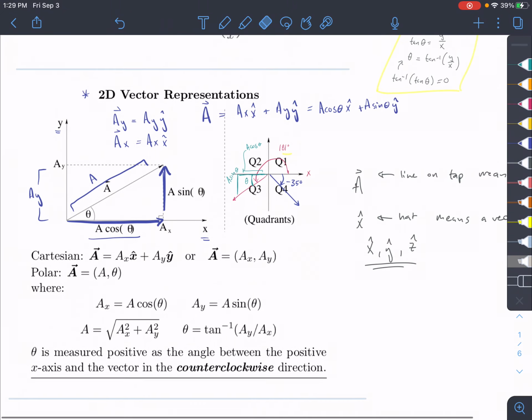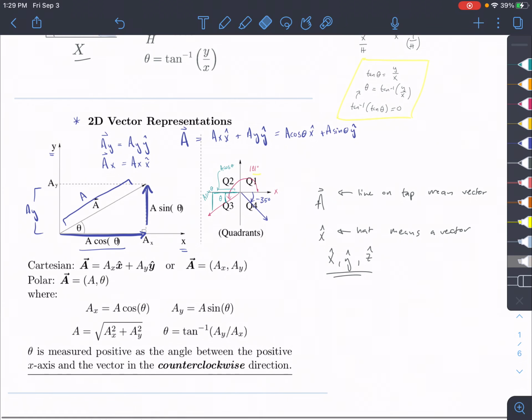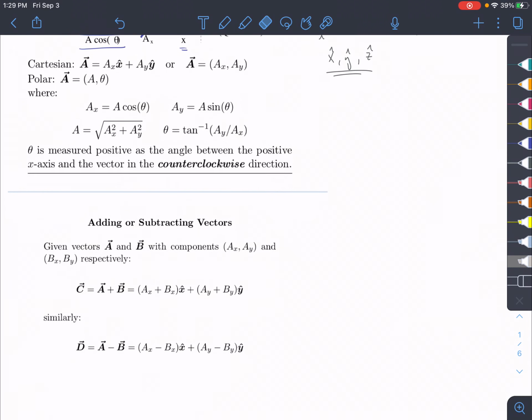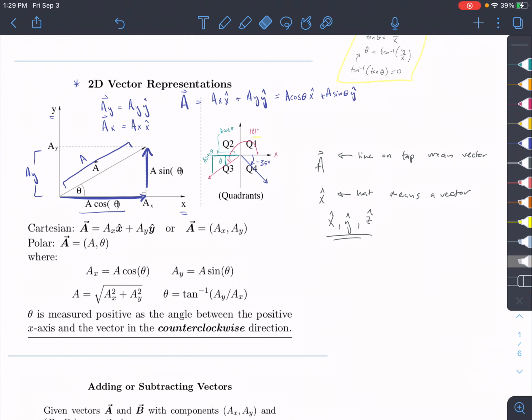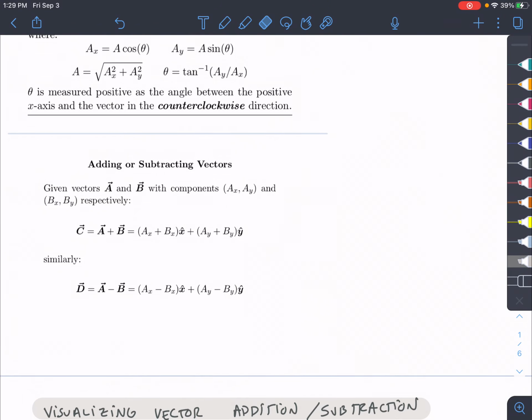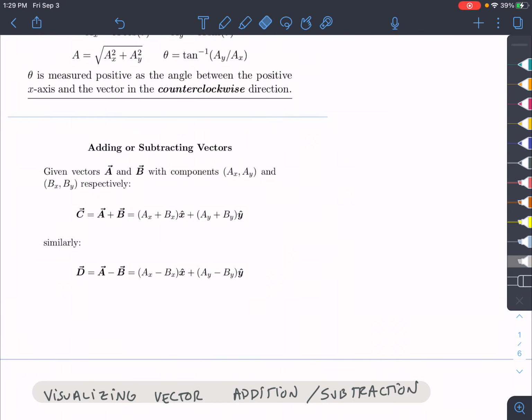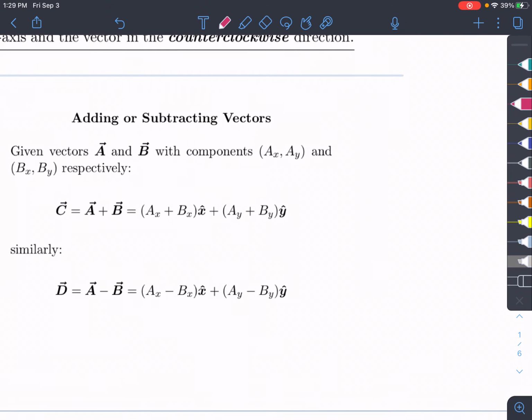Okay, so feel free to go back to these problems and do a couple of examples if this isn't making sense for you right away, or you can go ahead and stick with me for this video and then go back afterwards, okay? So adding and subtracting vectors. This part should be pretty straightforward. The notation tends to confuse people.